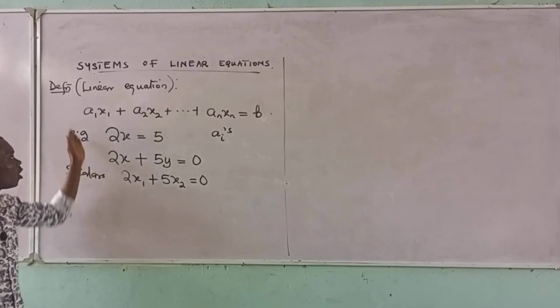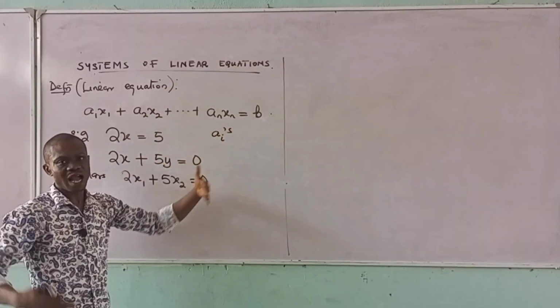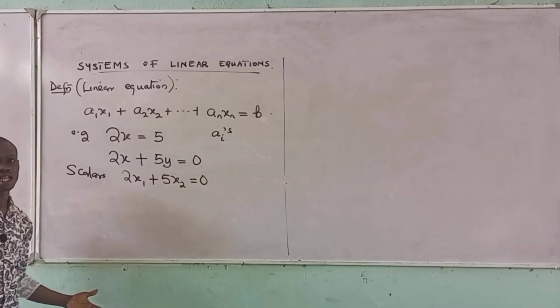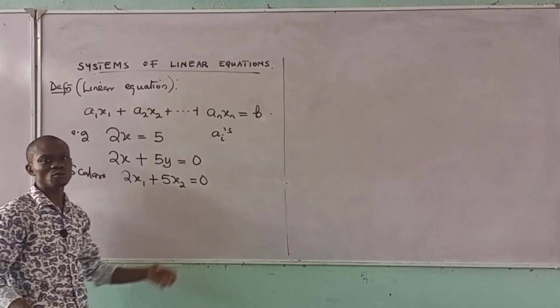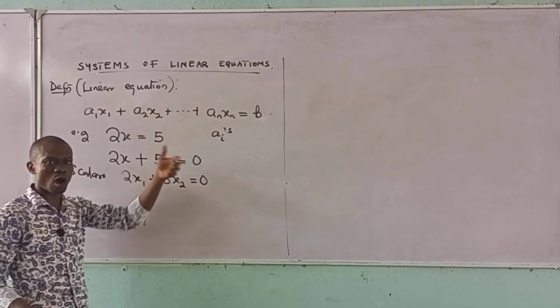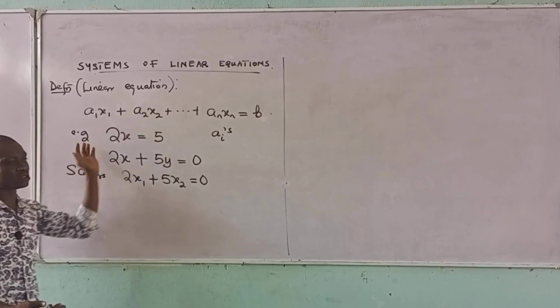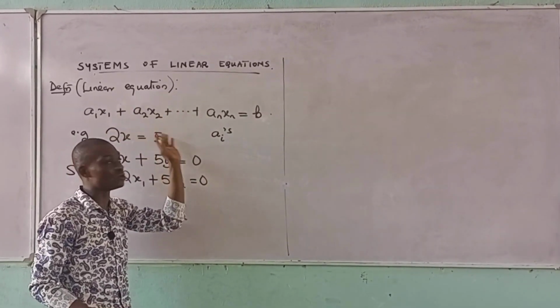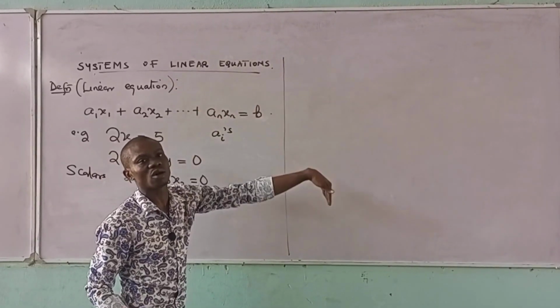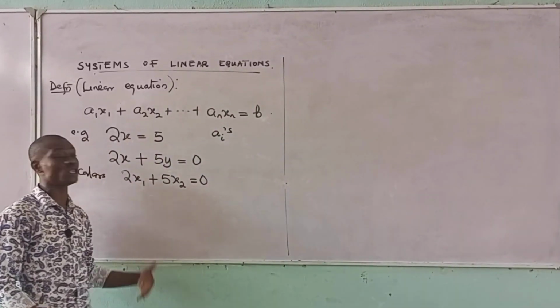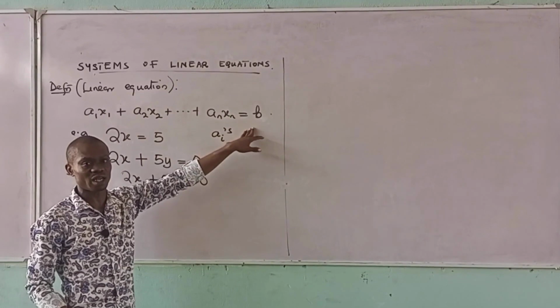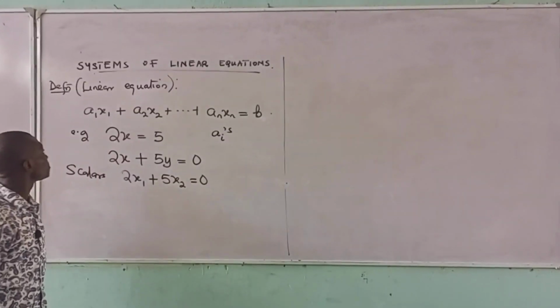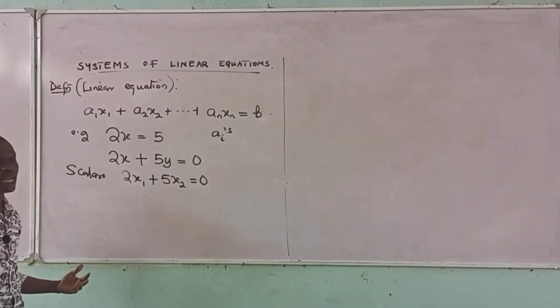So this is what a linear equation is, an equation of this form. This is the general form. In literal terms, you can say an equation where you have variables with powers of 1, constants as coefficients of the variables, and a constant on the other side of the equation. Because for it to be an equation, there must be an equality sign. So this is where we are starting from.